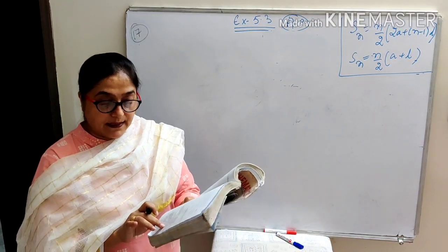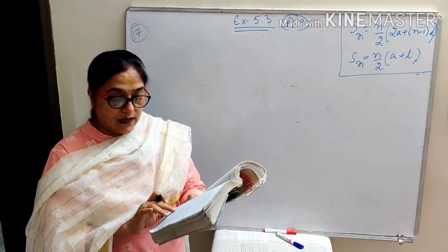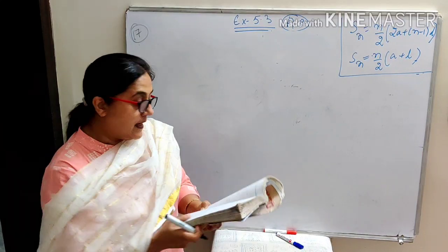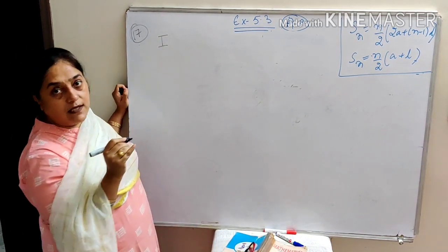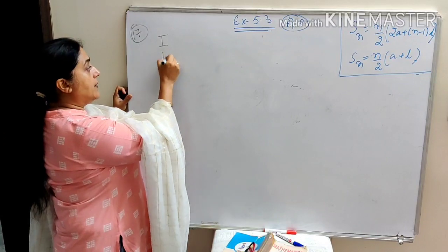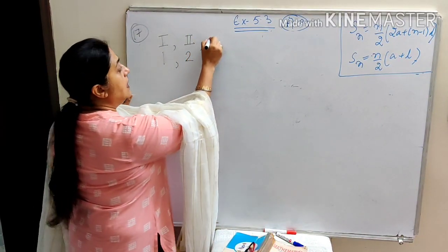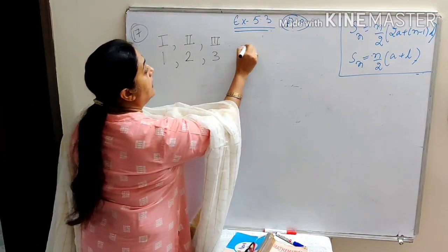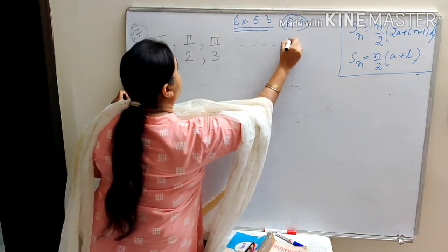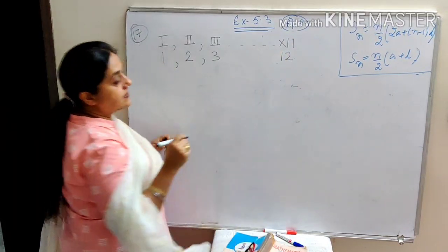For example, section of class 1 will plant 1 tree, section of class 2 will plant 2 trees, and now what is the criteria? That if it is class 1, it will plant 1 tree, class 2 will plant 2 trees, class 3 will plant 3 trees till class 12th, right? And class 12 will plant 12 trees, right?